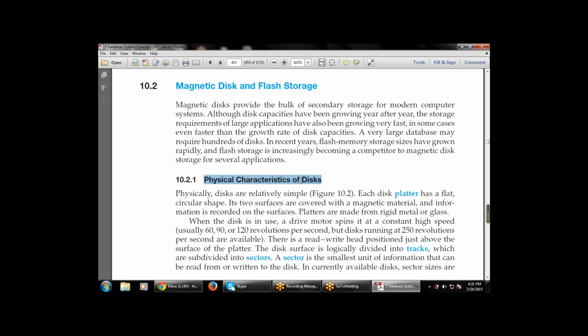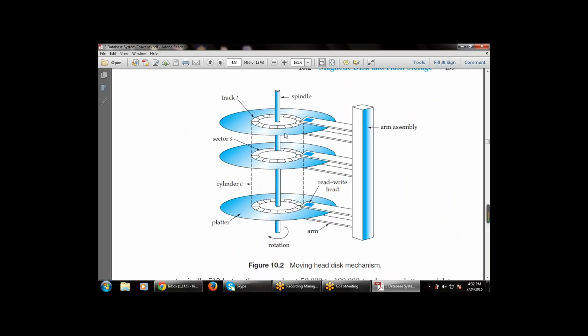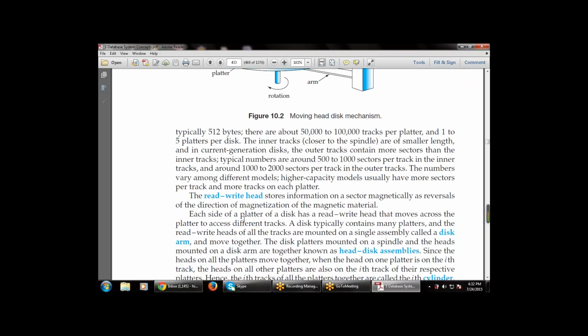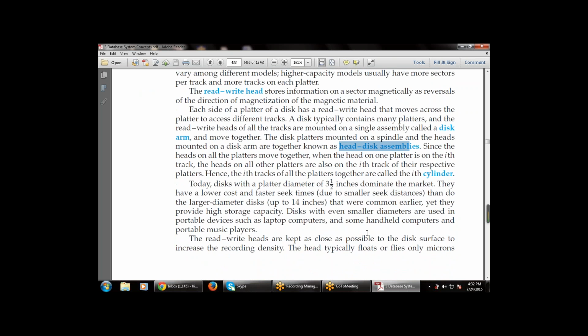One of the essential components to discuss is the physical characteristics of the magnetic disk. The magnetic disk is divided into multiple parts known as platters. So this is platter 1, platter 2, platter 3, and these are the various tracks and sectors. There is a spindle motor that rotates the platters. The read-write head stores information on a sector magnetically as a reversal of the direction of magnetization of the magnetic material. There is also a disk arm, and a head disk assembly that is available with the disk platters.